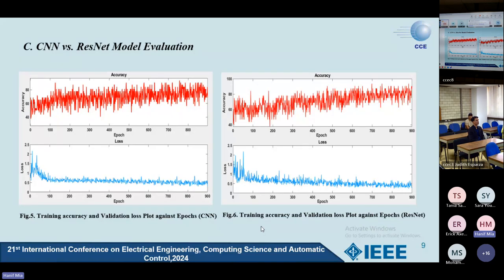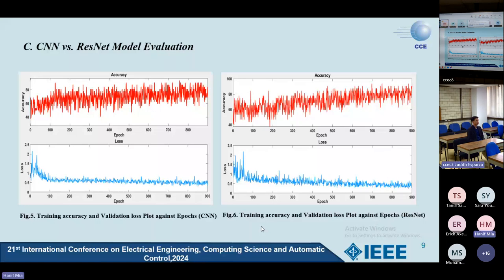In this section, we can see the CNN versus ResNet model evaluation. Figure 5 shows the training accuracy and the validation loss plotted against epochs using the CNN. Here we can see the x-axis is the epochs and the y-axis is accuracy. Starting in the graph, the accuracy was very low, but epoch by epoch the accuracy remained high, and the loss was very high at the start, but at the end of the testing the loss was very low.